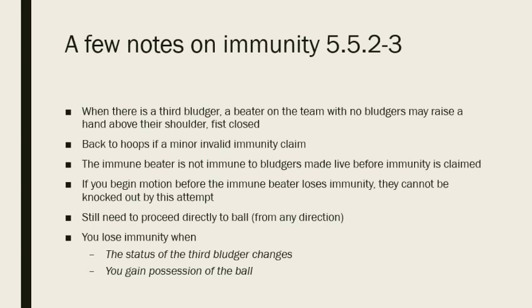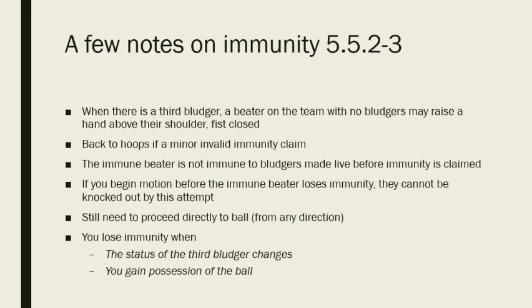So you still need to proceed directly to the ball, but you can approach it from any direction. So if there's a beater nearby and you want to come in and go for a kick, you can go from whatever side you want, but you do need to be proceeding directly at the third bludger if you've got immunity. And you lose your immunity when you get possession of the ball or the status of the third bludger changes. So if the other team legally throws their ball at a beat target, that's no longer the third bludger. You are no longer immune and you need to put your hand down. Okay. So again, just reiterating what's in the comments here.